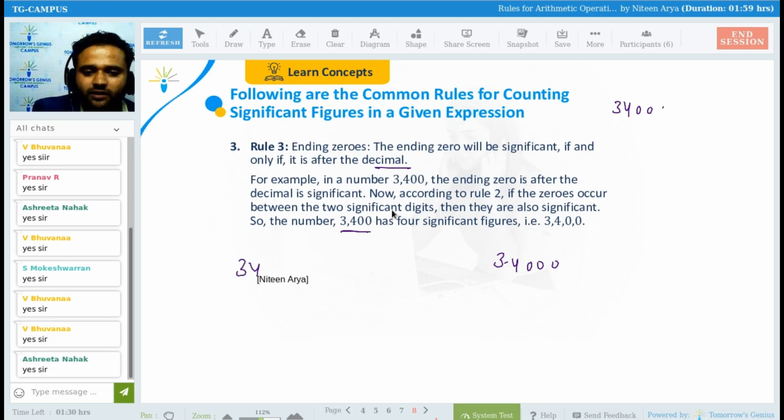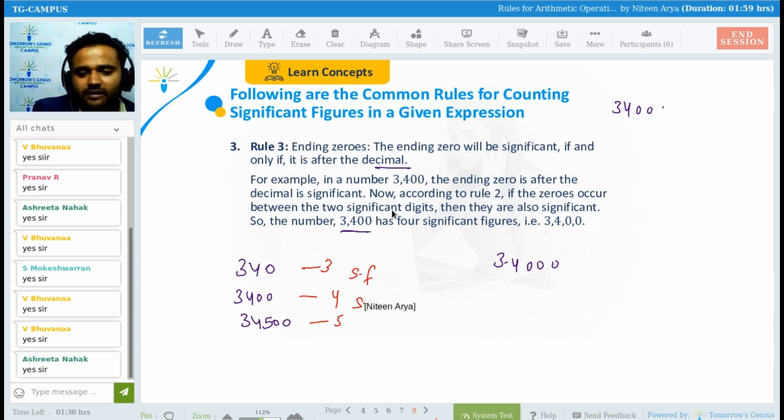But if you write this thing, 340 is 3, and 3400 is 3400, and this 34,500. So this has 3, this has 4, and this has 5 SF, SF, SF. But it has only 2 SF, significant figures. That is rule number 3.